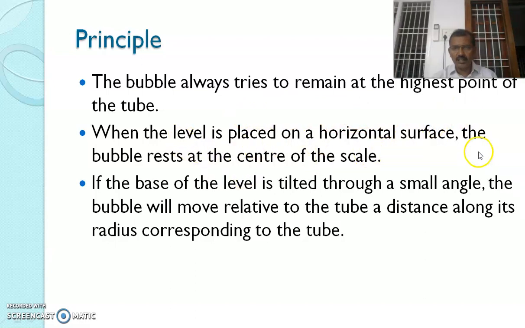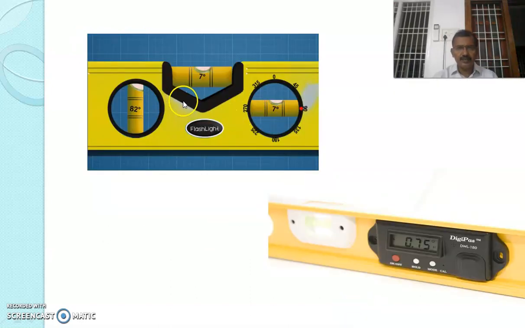When the level is placed on a horizontal surface, the bubble rests at the center of the scale. When the base of the level is tilted through a small angle, the bubble will move relative to the tube a long distance along a radius along the tube. Here also is the bubble. If it is horizontal, the bubble sets at this place, otherwise the bubble comes to here or there.